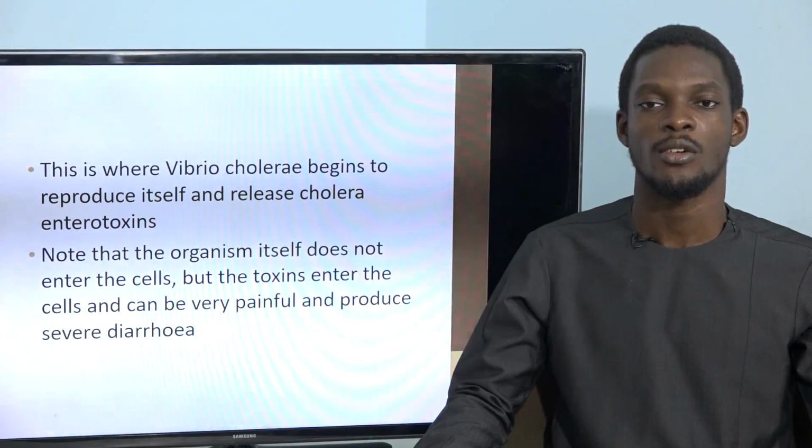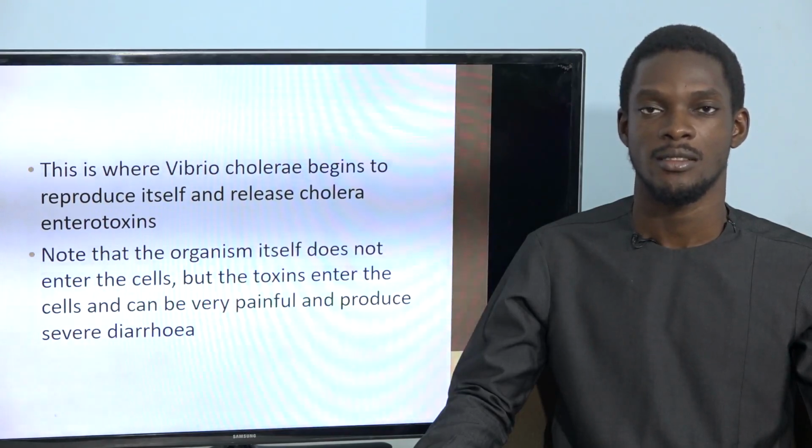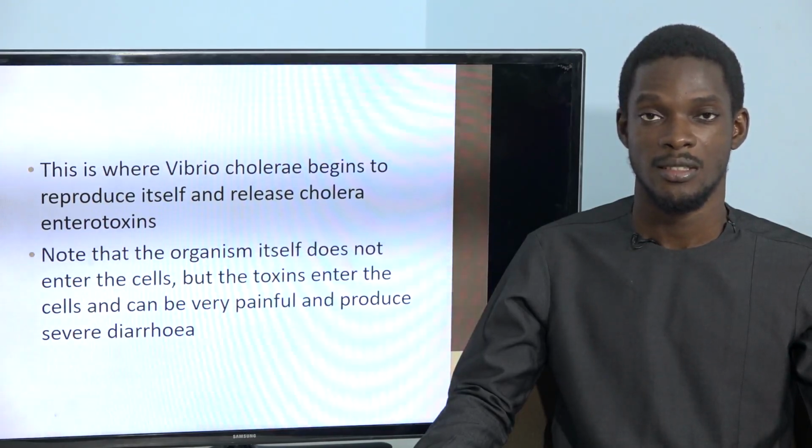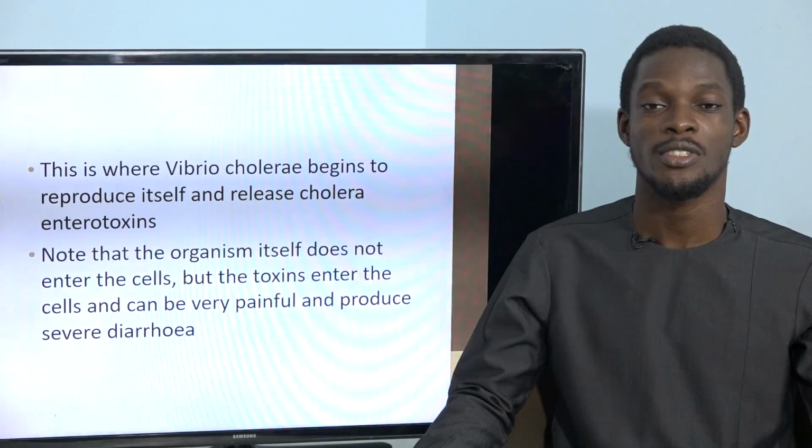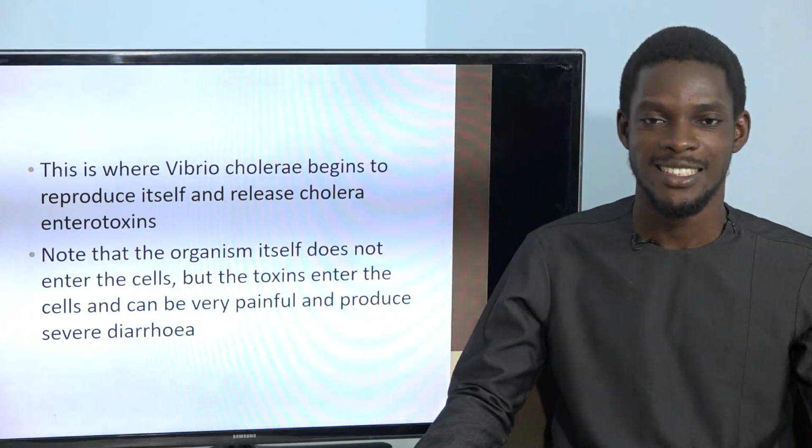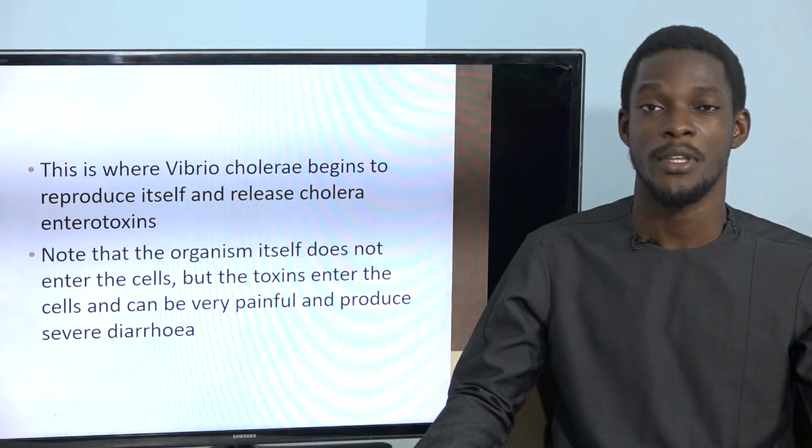So as the cholera begins to reproduce itself after attaching to the microvilli, it secretes cholera enterotoxins. And note that the organism itself does not enter the cell or does not enter any cell. However, the enterotoxins can enter the cell, and this can be very painful and produce severe diarrhea.